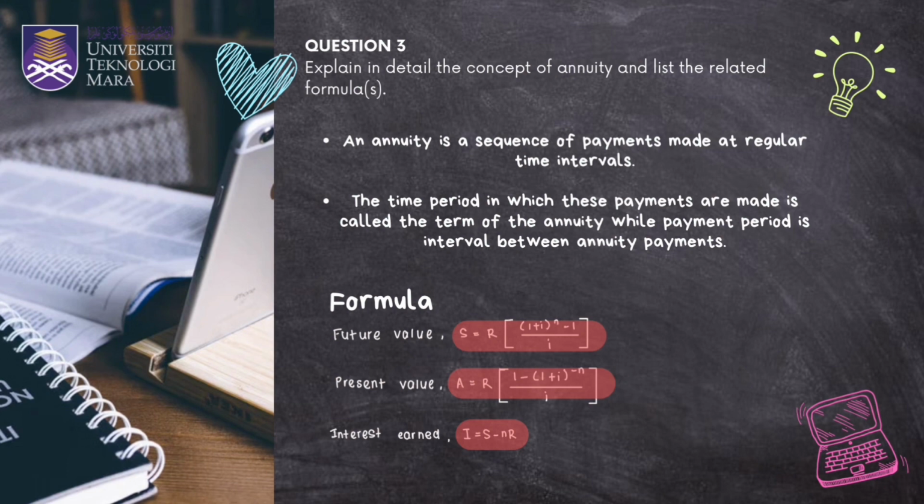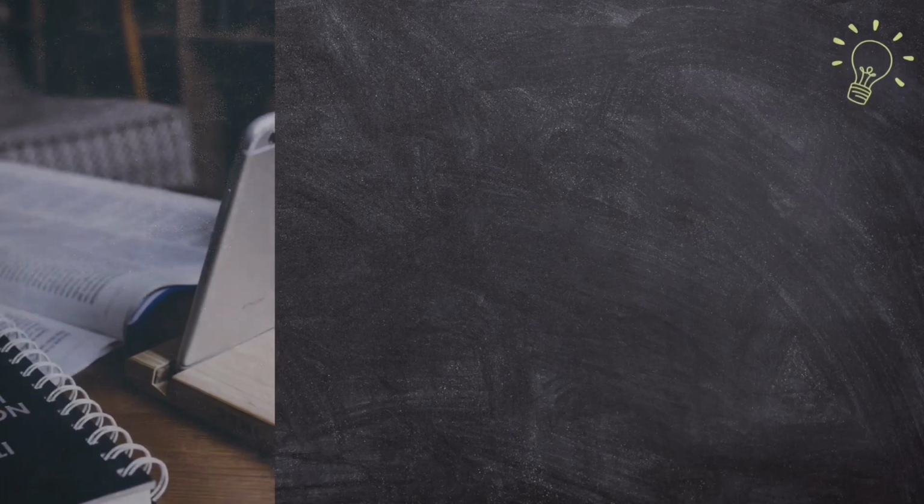The present value A of an annuity of n payments of R dollars each, paid at the end of each investment period into an account that earns interest at the rate of i per period, is A = R[(1 - (1 + i)^-n) / i].